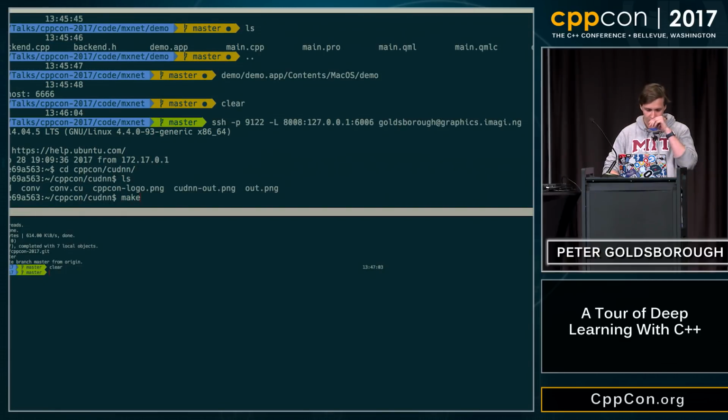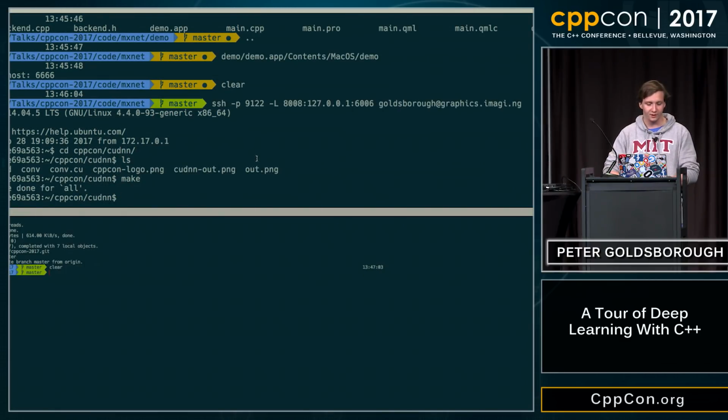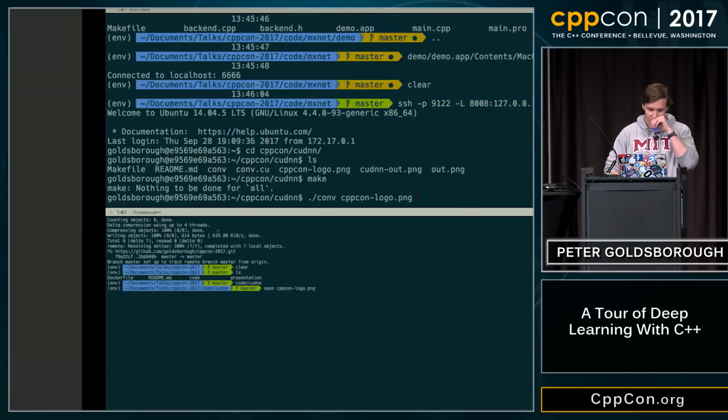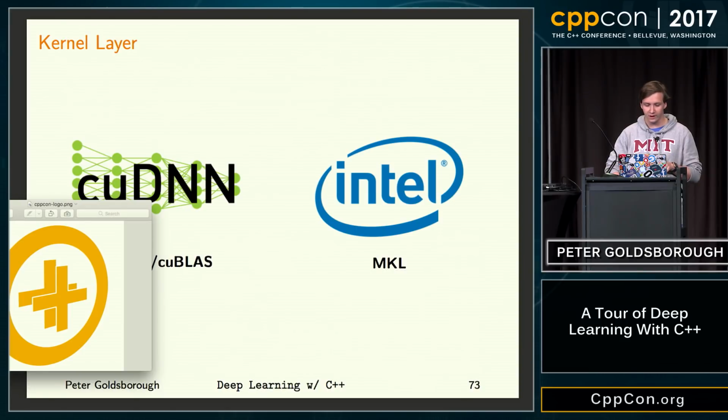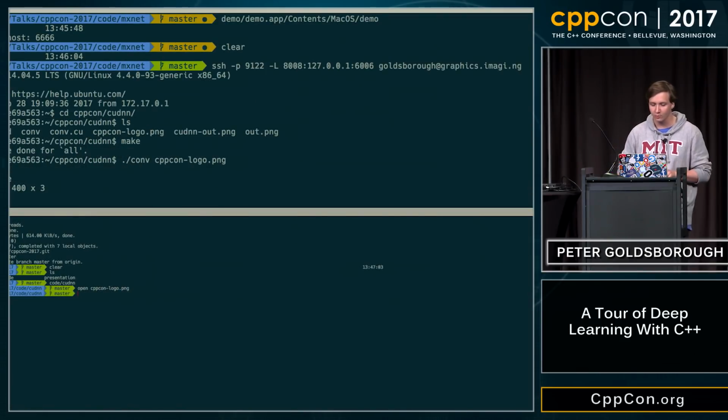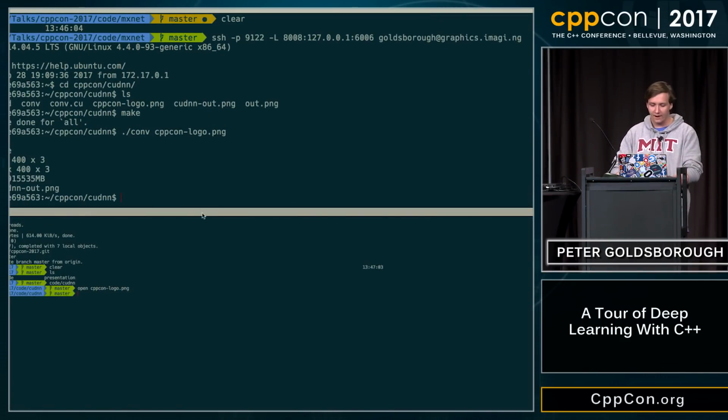All right, here is all the stuff. Okay, I already made it earlier. Anyway, we can use this code to apply convolution using the CppCon logo. This looks like this. So that's the image that we're convolving down there. And now we can apply the convolution operation. It's actually happening. We can copy over the image, and that should open up.